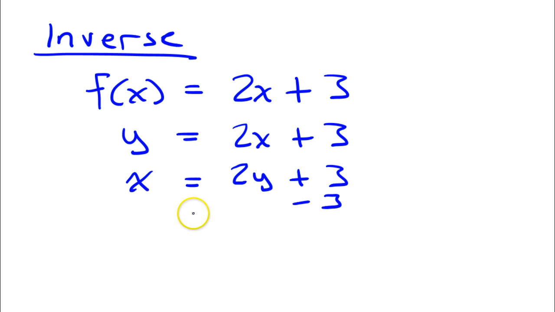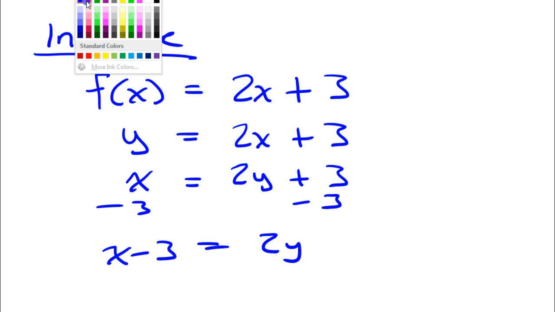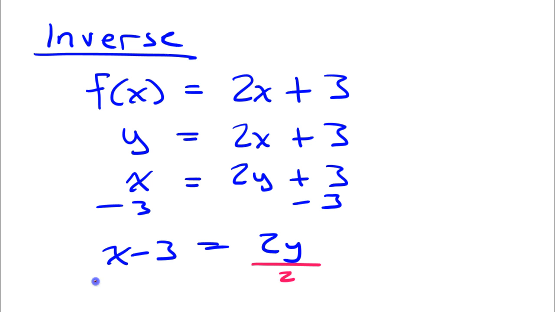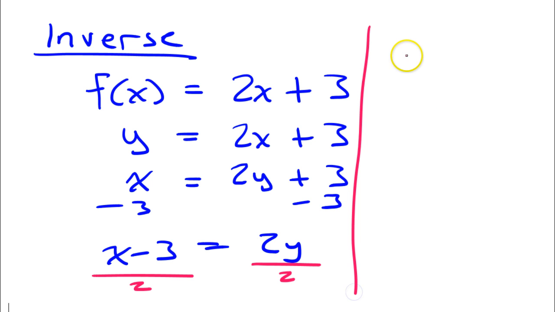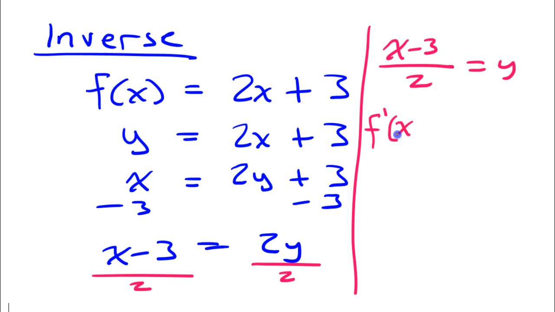So if I would subtract the 3, now I have x minus 3 is equal to 2y, and then I would divide by 2. Okay, so now I have x minus 3 over 2 is equal to y. So there I have solved for y. Now I can put this back in function notation with the f of x, but I need to put this little apostrophe in there.